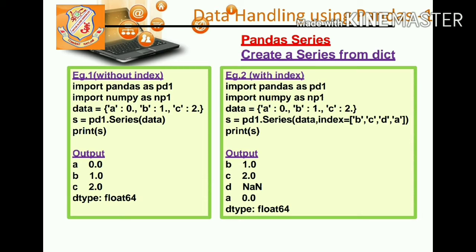And we do not have D in the dictionary, which is data. That's why its value is not available, NaN, and A is coming at the last as 0. I think you're getting it. It will follow the index of the series, not of the dictionary.